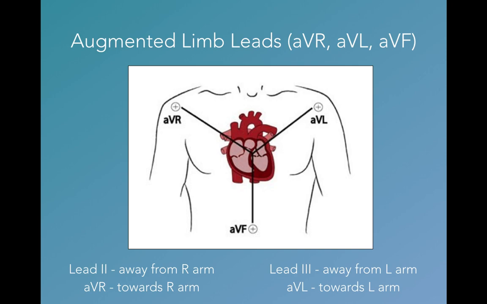And AVF is the third augmented limb lead, and this is similar to 2 and 3, where you have a positive down on the foot. So 2, 3, and AVF, as long as depolarization is moving in that direction, which it should be, then that is also going to have an upward deflection because the lead is positive. And I know I'm repeating myself over and over, but it's really confusing, and until you hear it and say it over and over, it's going to continue to be confusing.